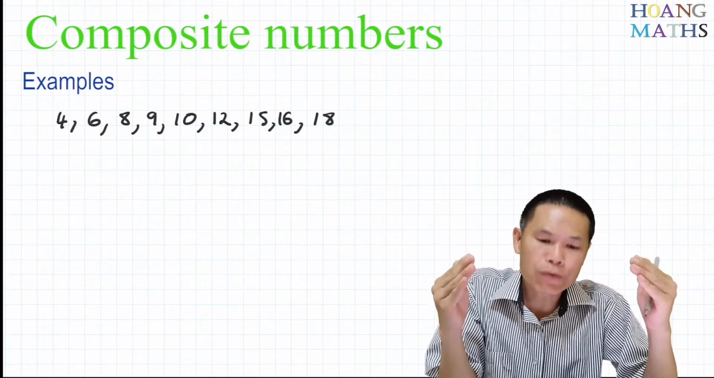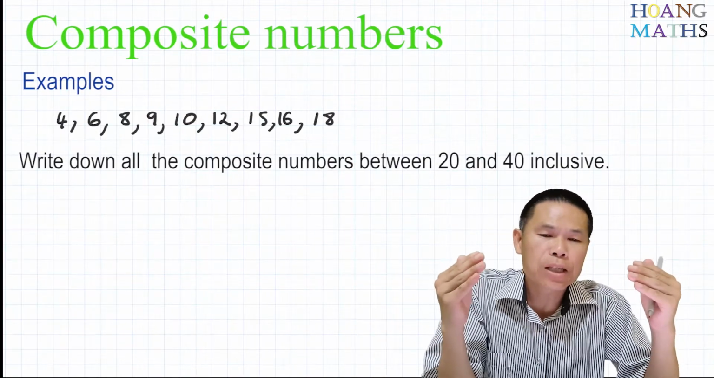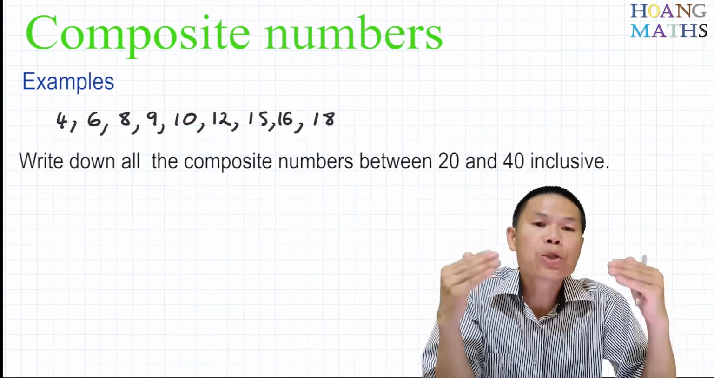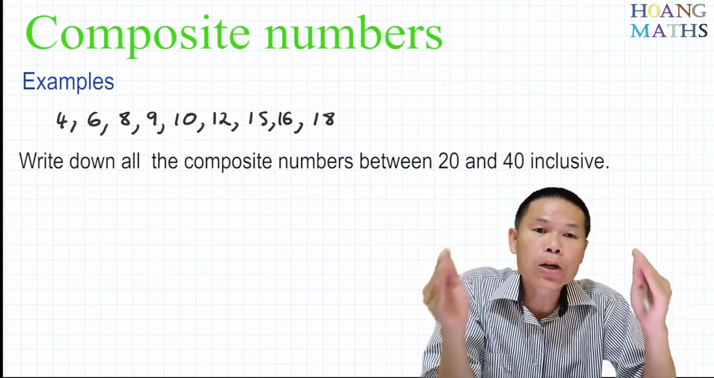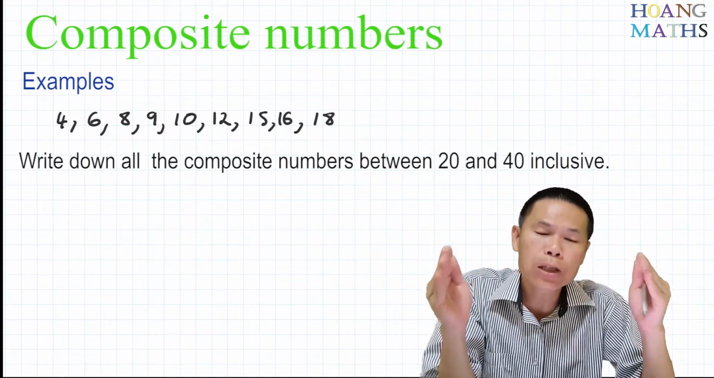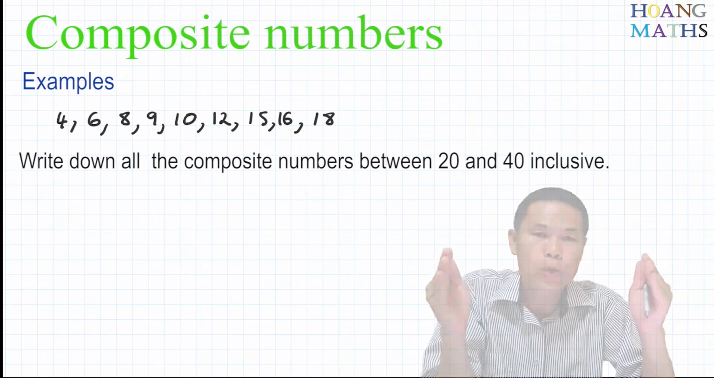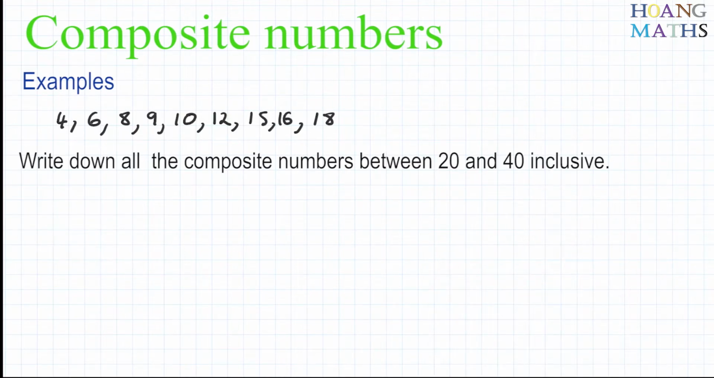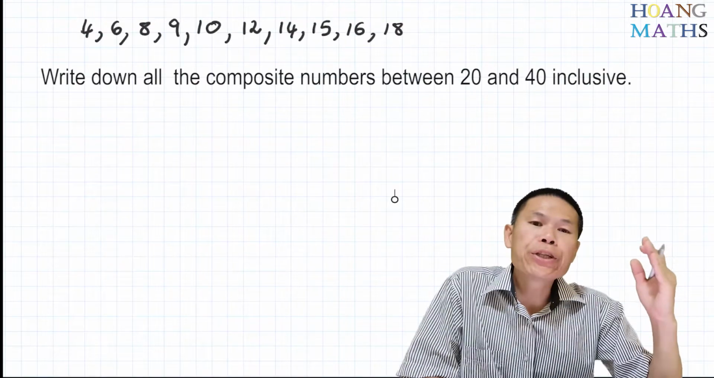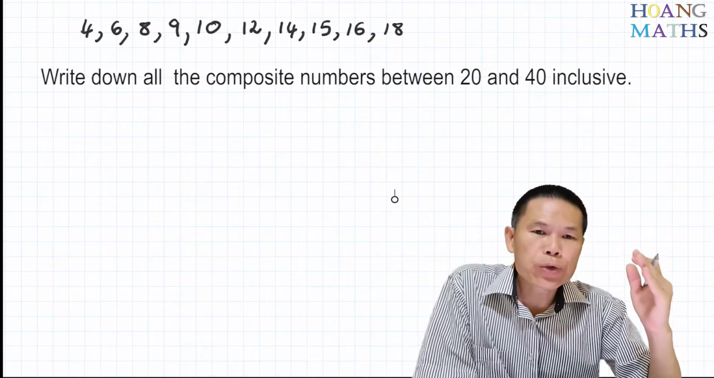So please pause the video. I want you to list out the composite numbers that are between 20 and 40, inclusive, okay? Inclusive means including 20 and 40. Right, how did you go? So let's go through it together, okay?